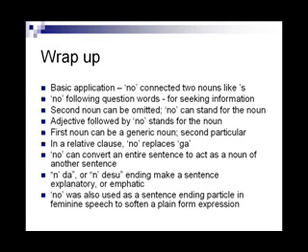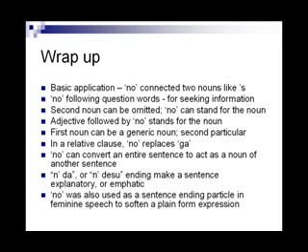Let us recapitulate what we covered so far. We had a basic application where no connected to nouns. The first noun gave more information about the second noun. Depending on whether the noun is a person, place or thing, the indication also changed to ownership, relationship or content. No following question words are used for asking more specific information. Sometimes the second noun is omitted and no stands for the omitted noun. The word before the particle no can be an adjective. An adjective followed by no stands for the noun to which the adjective pertains. The preceding noun can also be a general noun, while the following noun is a proper noun of the same category related to the general noun.